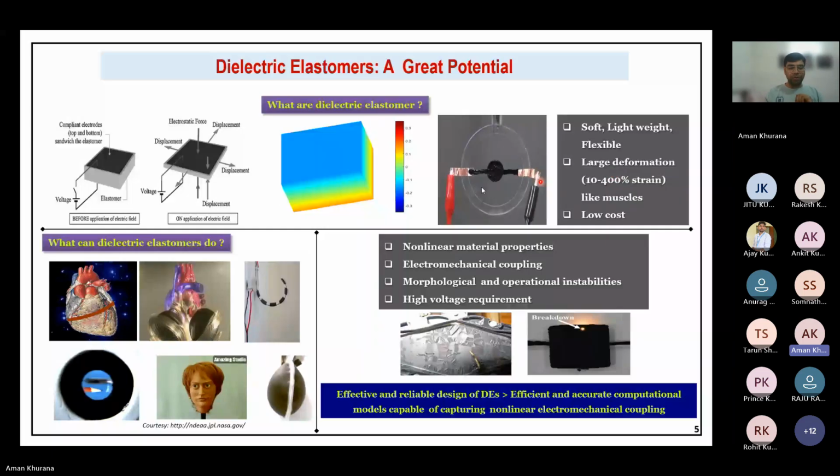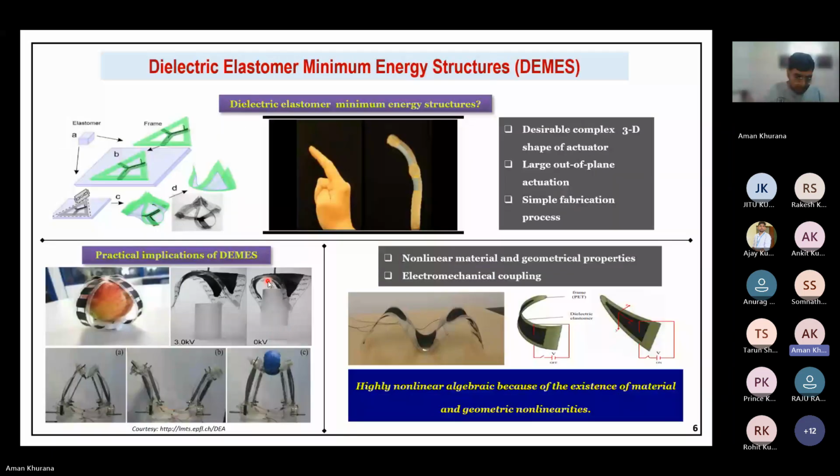Okay, so I will show you a very interesting application of this dielectric elastomer. We are implementing this dielectric elastomer in a minimum energy structure concept. Again, the question should be, what is a dielectric elastomer minimum energy structure? You see, it is basically a complex 3D equilibrium configuration characterized by the minimum energy state of the system. As the name suggests, a system that has a minimum energy is termed a minimum energy structure. Since it is made up of dielectric elastomer and a frame, it is called a dielectric elastomer based minimum energy structure, DEMES.